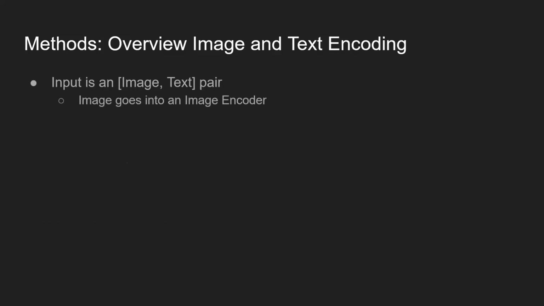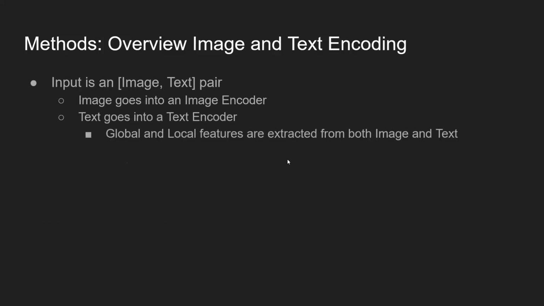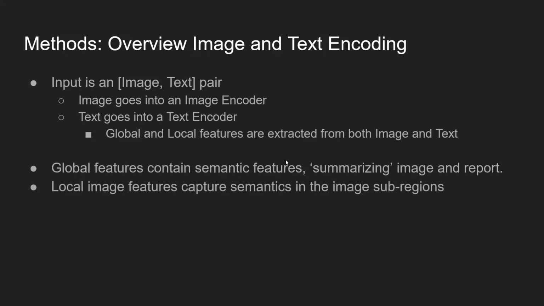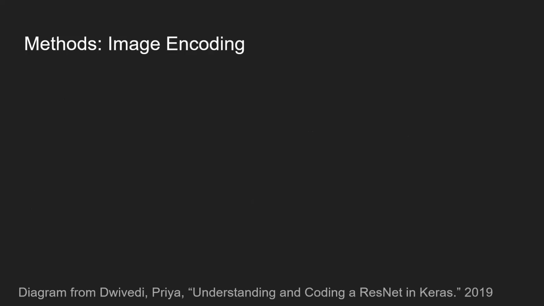For an overview of the image and text encoding, the input is an image and text pair. The image goes into an image encoder. The text goes into a text encoder. The global and local features are extracted from both the image and text. The global features contain the semantic features that summarize the image and report. The local image features capture semantics in the image subregions, while the local text features capture word level embeddings.